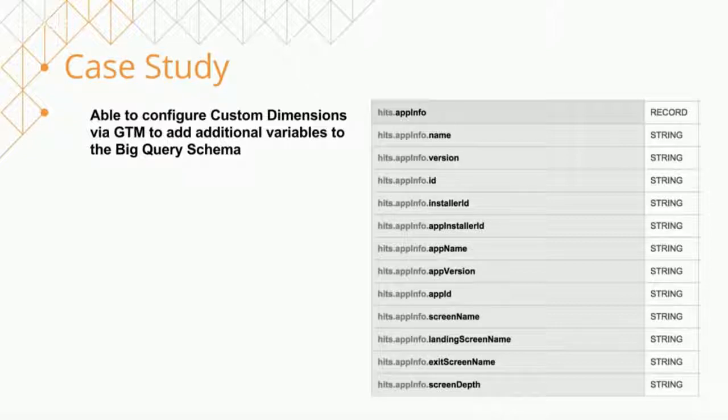Whereas if we hadn't been using Google Tag Manager, we would have had to go back and have a developer make adjustments to basically send that custom dimension for us. For example, like screen name. So it worked out really nicely to be able to make that adjustment and go.